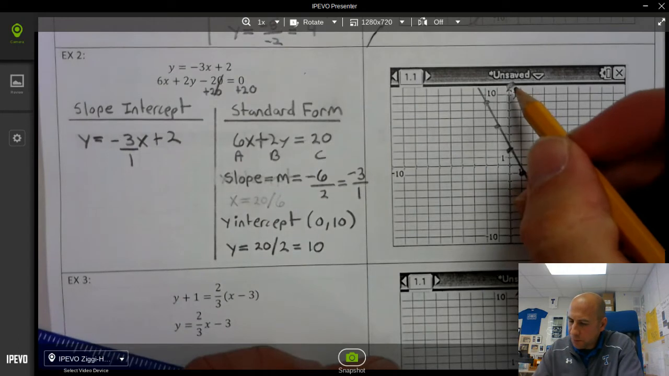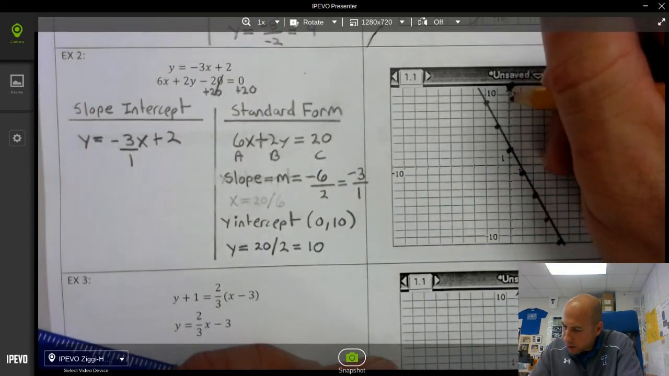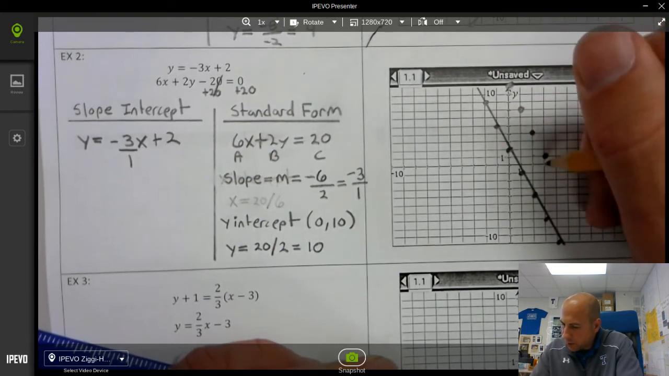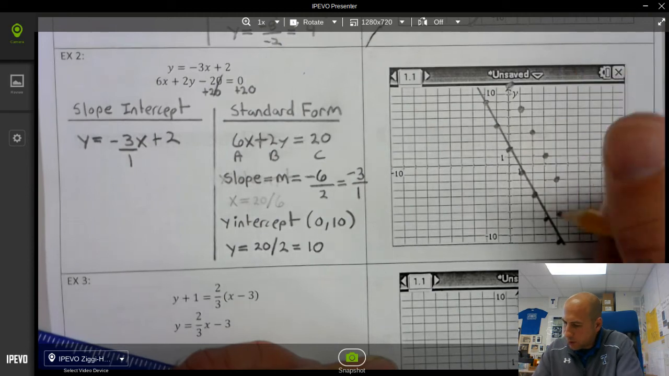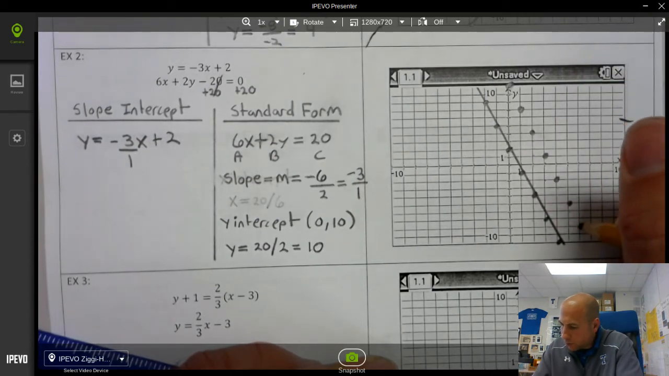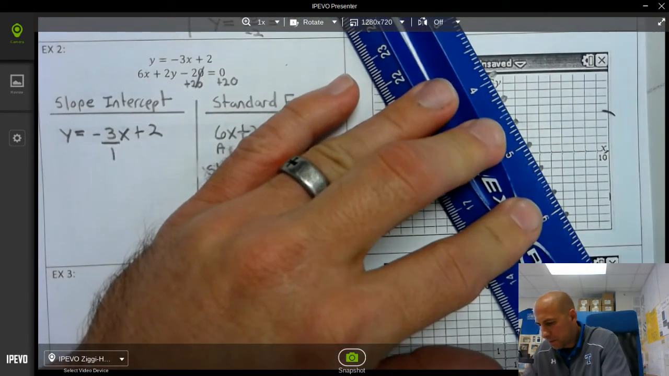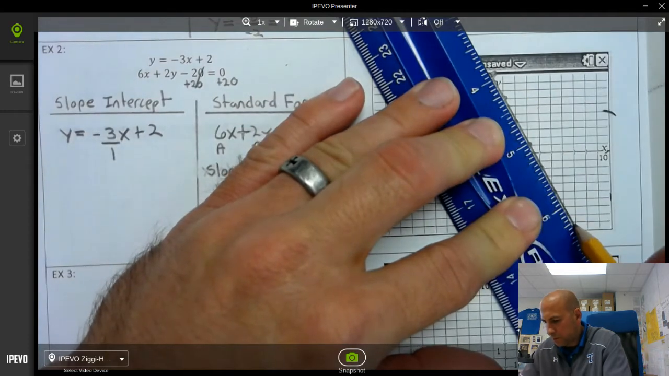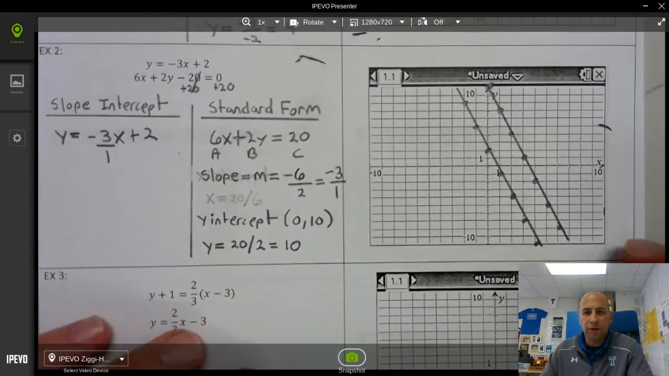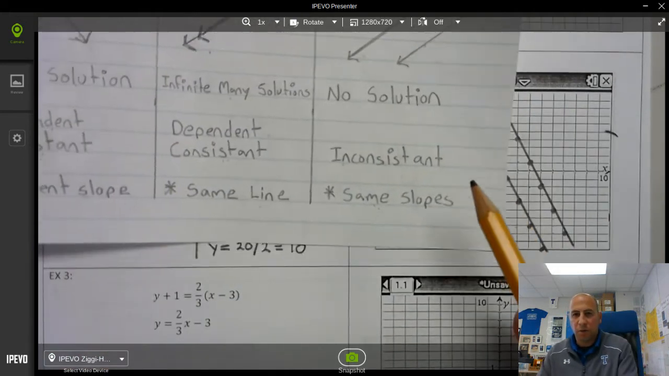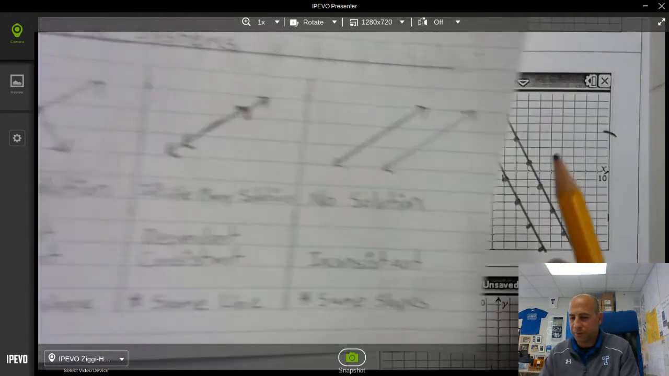Okay? So now from our y-intercept, we go down 1, 2, 3 to the right 1, and we repeat that down 3, right 1 pattern across the graph. All right, and you'll notice that these two lines are parallel. So when it's parallel, we know it's no solution.